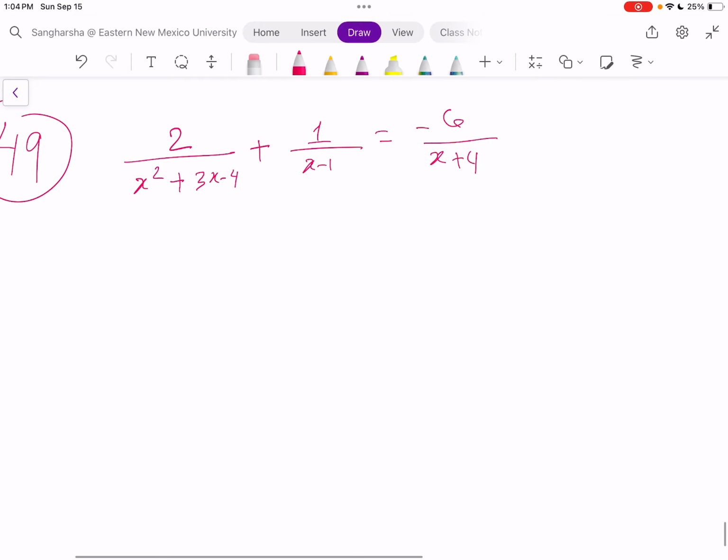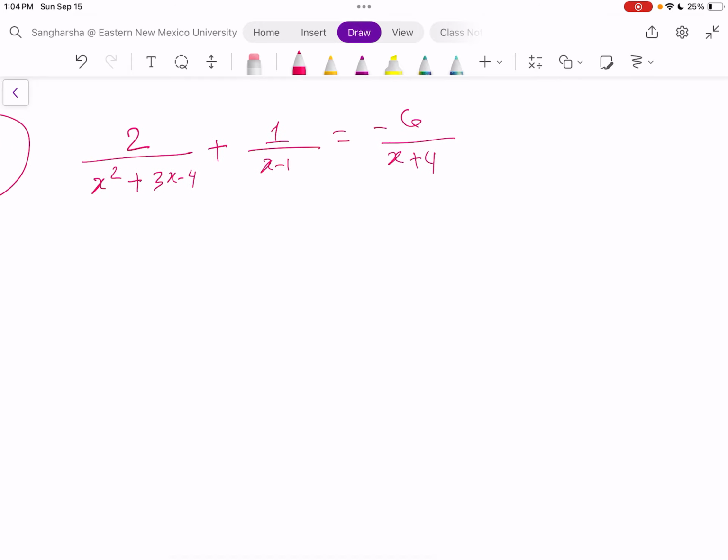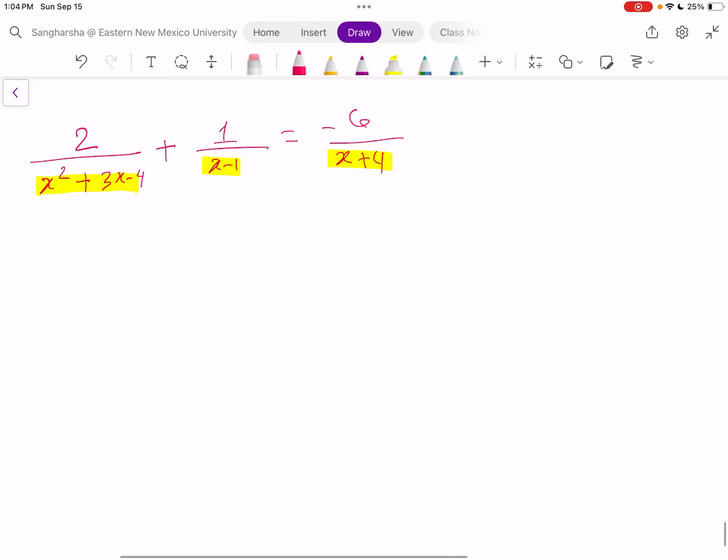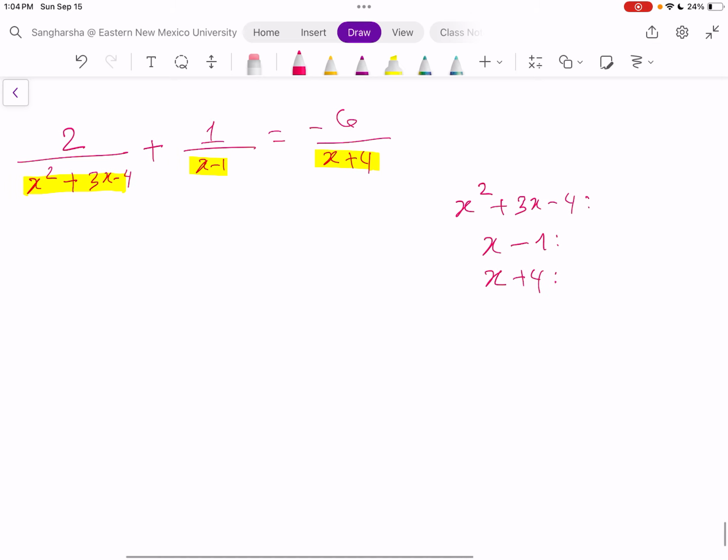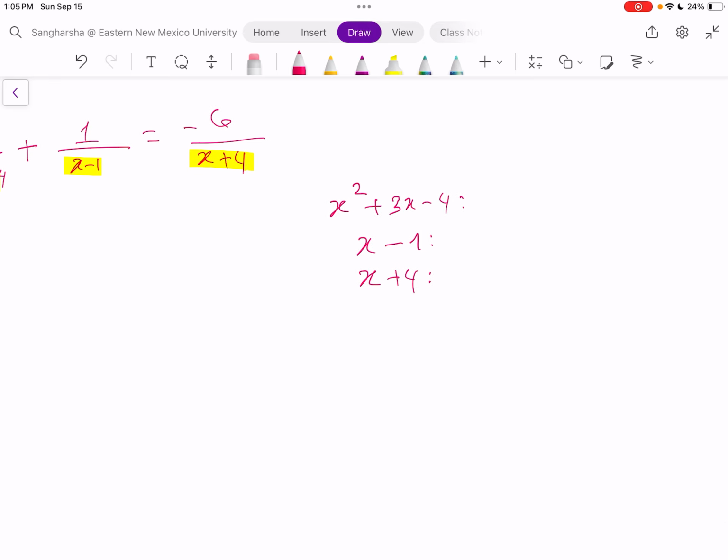We are asked to solve this rational equation, and the very first method is we find the common denominator. So we have these 3 denominators. Now let's find the common denominator. You write down each denominator: x squared plus 3x minus 4, your second denominator x minus 1, third denominator x plus 4. In order to find the common denominator, you must have your denominators in factor form, in the simplest factor form.